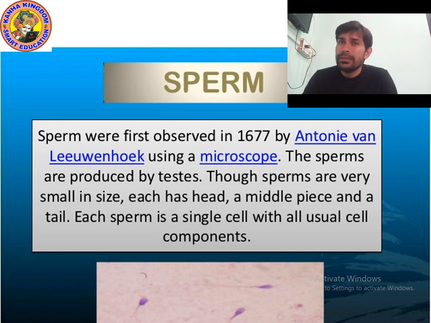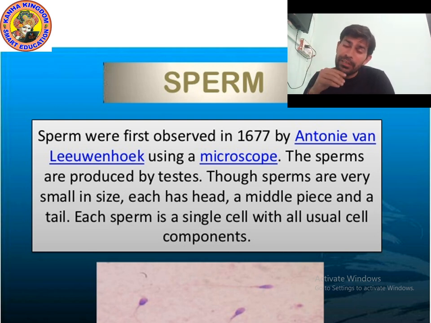He found that sperms are produced by the testes. Sperms are very small in size. As you know, every sperm is a single cell, with all the usual cell components. Inside the sperm all the components of the cell are present.